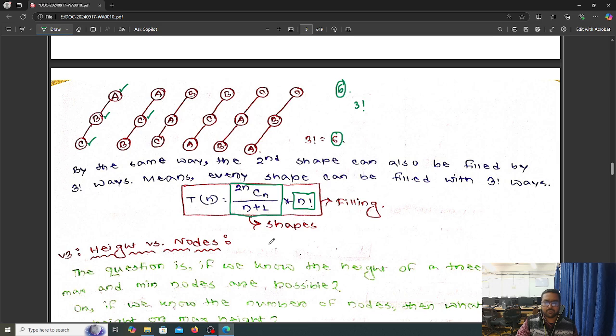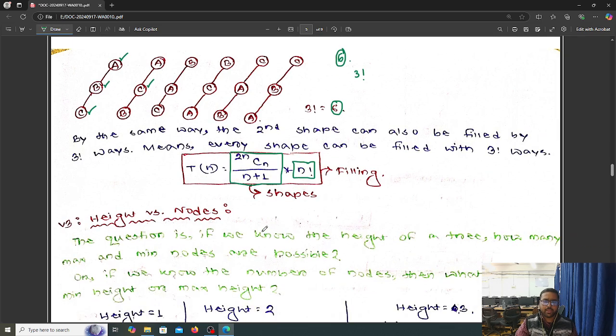Now let us go for height and nodes. The question is, if we know the height of a binary tree, can we find out the minimum number of nodes or maximum number of nodes possible for that binary tree? Or if we know the number of nodes, can we find out the minimum height or maximum height of that binary tree?